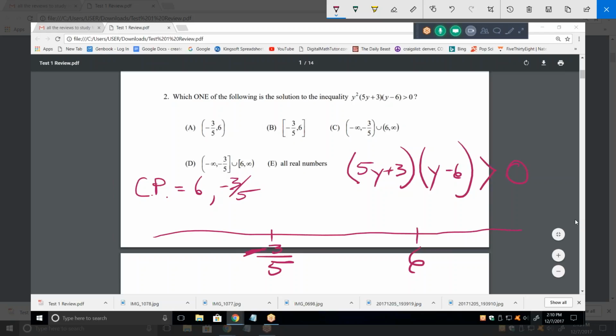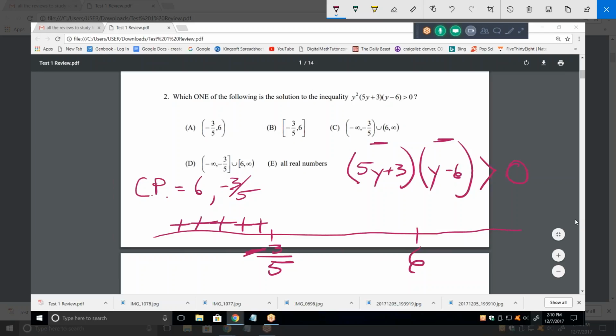Now, the next step is to pick a number to the left of your furthest most critical point. Pick the simplest number you can think of. 0. Got to be to the left. Oh, -1. Okay. Plug in -1. What's the left term become? Negative or positive? Negative. How about the right term? Negative. Multiply the negative times the negative, you get a positive. That is greater than 0. That means every point to the left of -3/5 is going to be positive. I only needed one to know that all of them would be positive.